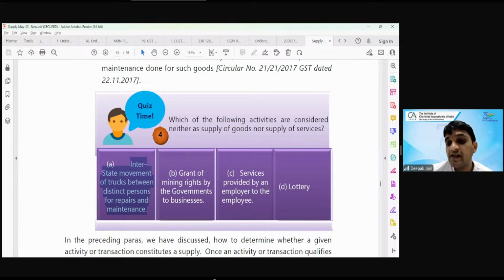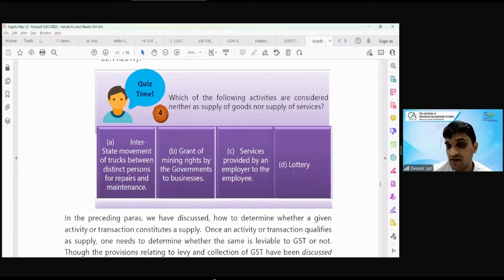Clear? Because everything else is taxable. Lottery is taxable. Services provided by employer to employee is taxable. Granting of mining rights is taxable. But interstate movement of trucks for repairs and maintenance is the only thing which is not taxable. Right? What is the correct answer? What you get while you respond to this, you may be having it.